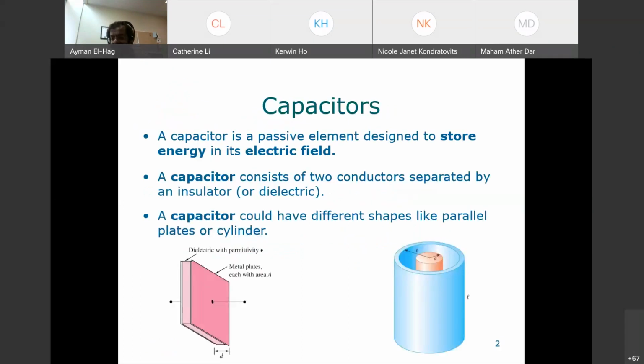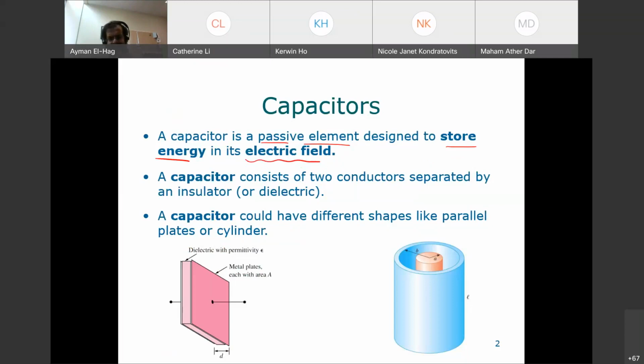What is a capacitor? A capacitor is basically a passive device. Passive means it does not generate energy by itself. As a matter of fact, it stores the energy, which can then be used later on, but by itself it does not develop its own energy. Now, in what form does it store it? It stores it as an electric field inside the capacitor.